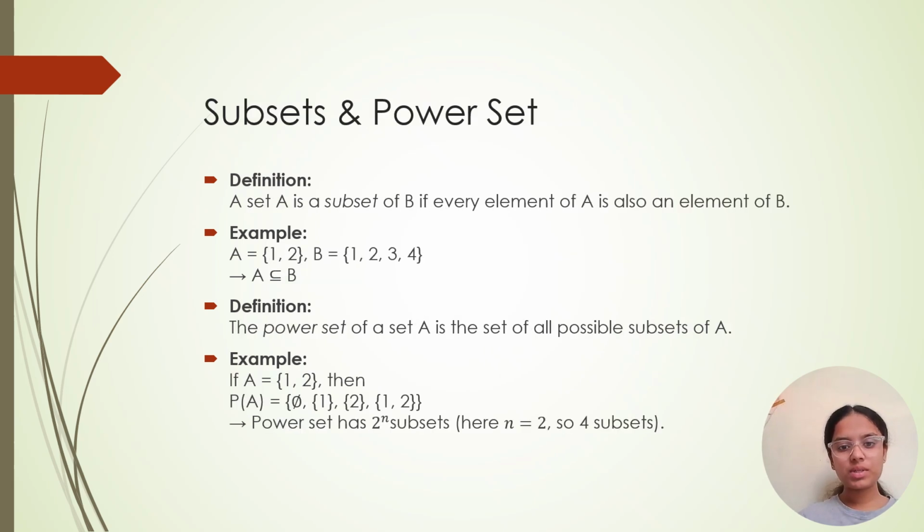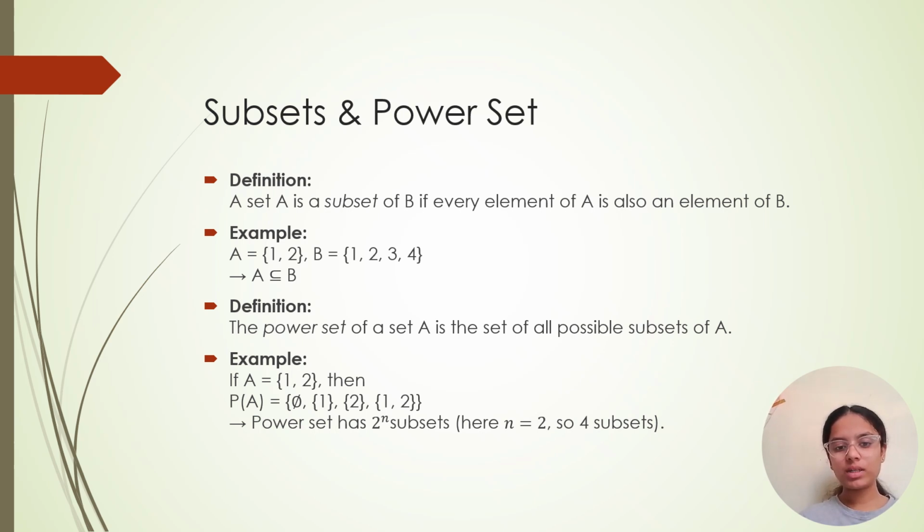Now coming to the subset and power set. The definition of a subset is: a set A is a subset of B if every element of A is also an element of B. For example, we have set A equals 1, 2 and B equals 1, 2, 3, 4. So the elements in A are present in set B. So we can say that A is a subset of B.